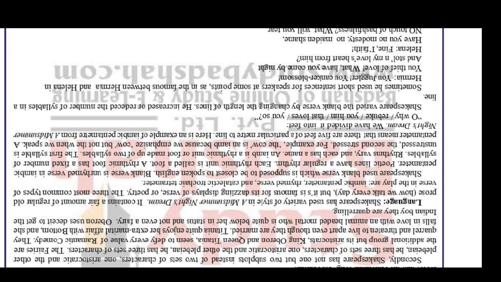Secondly, Shakespeare has not two sets of characters, one aristocratic and the other plebeian. He has three sets of characters. The fairies are the additional group, but they are aristocrats. King Oberon and Queen Titania seem to defy every value of romantic comedy.